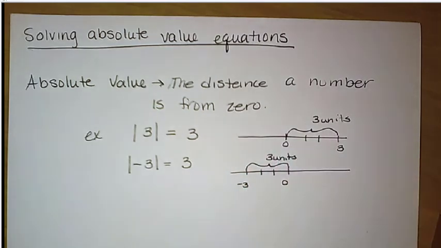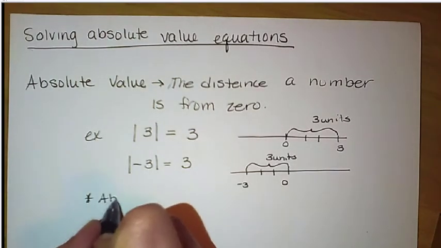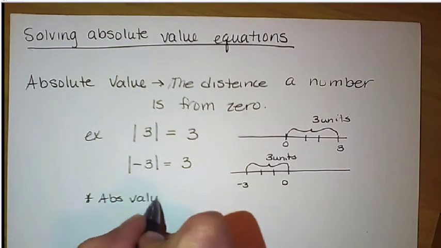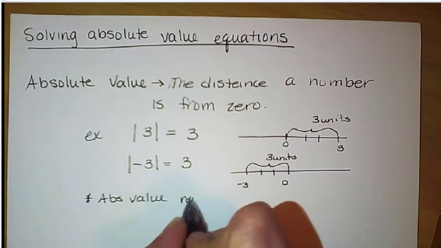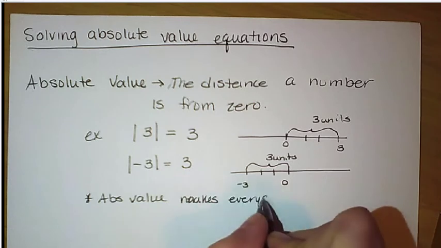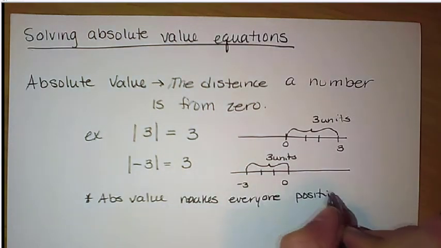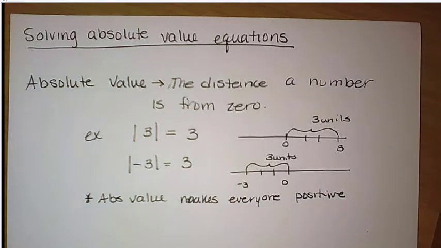When we talk about distance or units from 0 in mathematics, it's always going to be in terms of a positive. So one of the things you might have also heard about absolute value is that absolute value makes everybody positive. And that is completely true. It does make every number positive because we're looking at the distance, and in mathematics we always talk about distance in terms of a positive value.